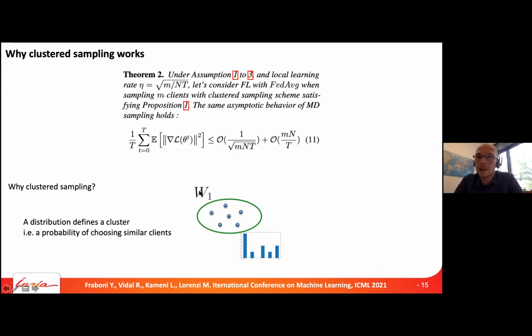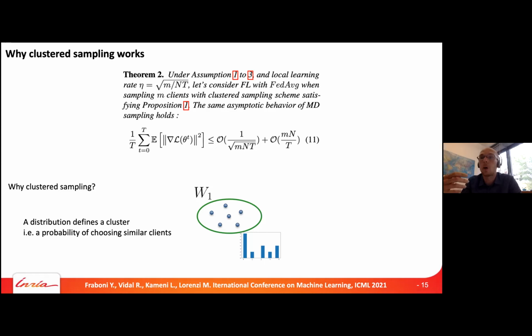And why do we call it cluster sampling? Because basically we can imagine each distribution to define a sort of cluster. So it separates clients which have high probability of being picked together from clients which do not. And every time we select a different distribution, we basically pick clients from a certain cluster. So the problem is, how do we define the clusters? And this is our chance to define a way of sampling clients in a meaningful way.